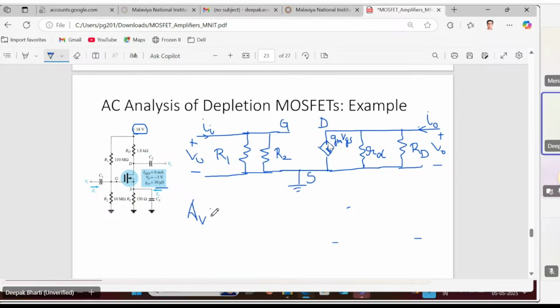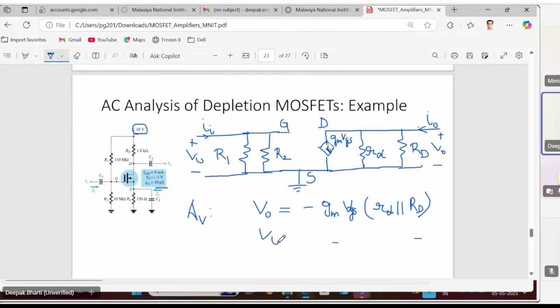To determine AV, we can write down the V naught expression first. What is V naught? V naught is minus GM VGS, that is the current, times small rd parallel capital RD. Okay, this is the V naught expression.